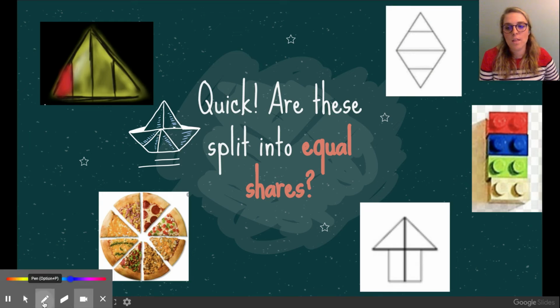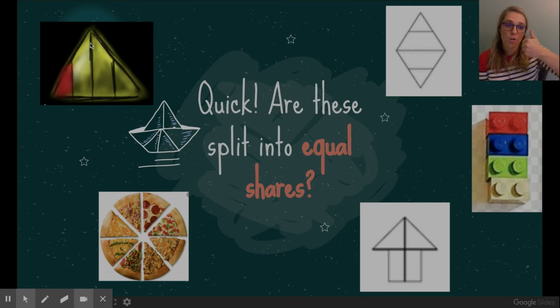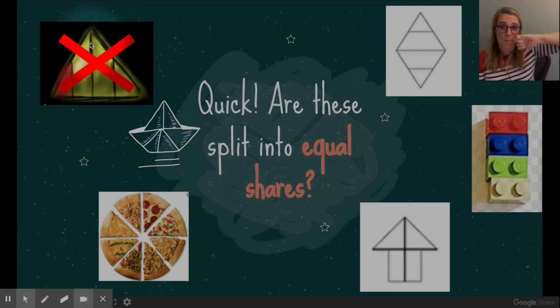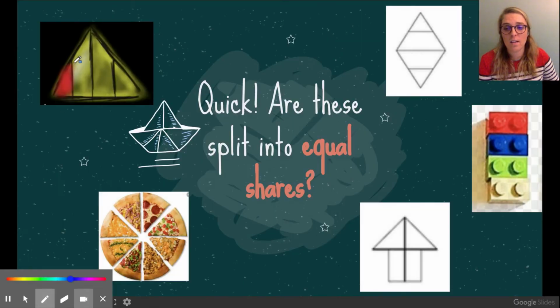Let's start with this guy up here, this triangle. Is this triangle split into equal shares? Agree or disagree? I really hope you have a disagree thumb up right now because no, this triangle is not split into equal shares. We can see here that this little red piece is not the same size as the piece next to it. That piece next to it is a lot bigger.